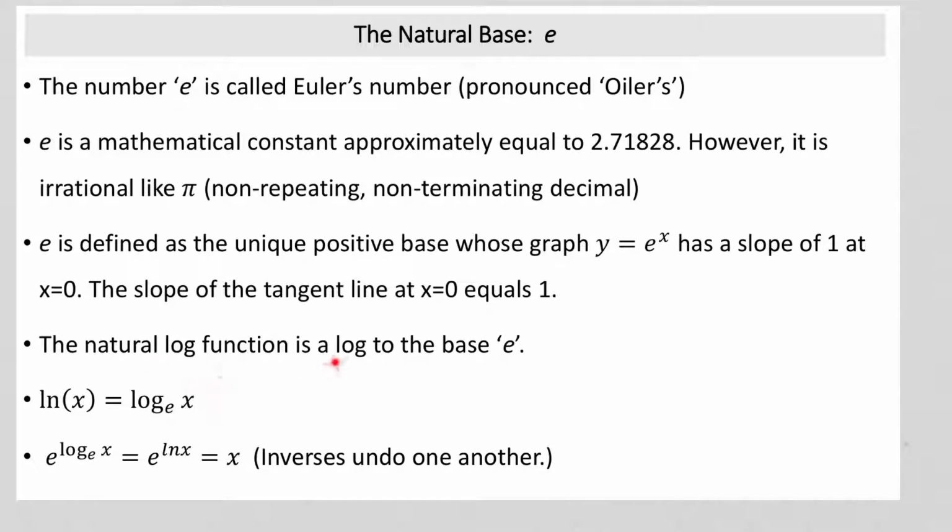The natural log function is a log which has a base e. So it's written ln. The natural log of x is log to the base e of x. So the natural log and e to the x are inverse functions, and they undo one another. So if you raise e to the log base e of x, written like this, you will return to x. So they undo each other, and this is something we've seen before when we're solving exponential equations.